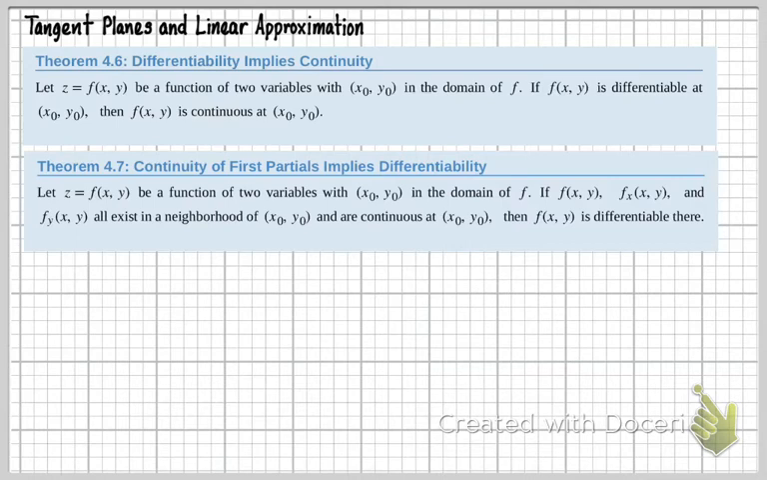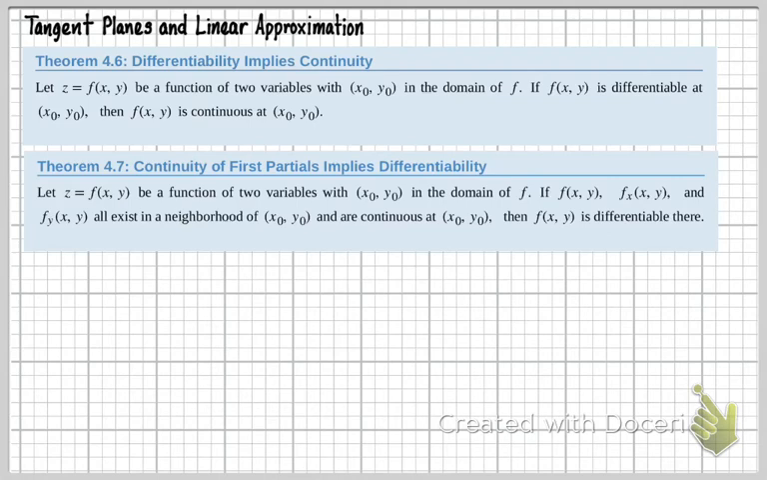So I just wanted to mention those two theorems because they come up here and there. Like with a certain problem, I might ask you, is this function continuous at (x0, y0)? And using this theorem, if you can show that it's differentiable at that point, then you can say it's continuous. Then you don't have to go through all three of those conditions for continuity. Sometimes that's difficult to do.